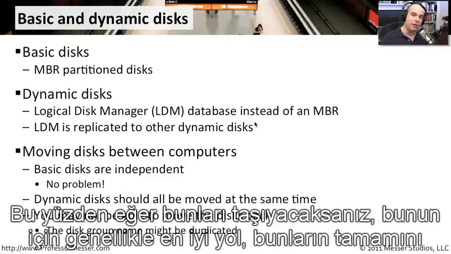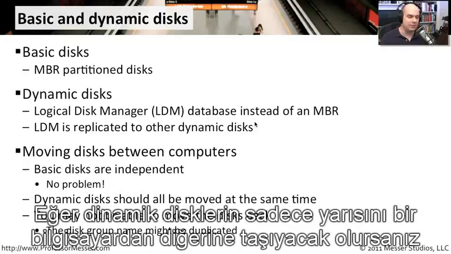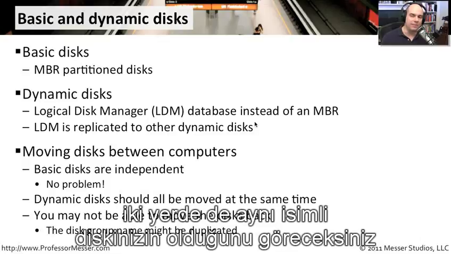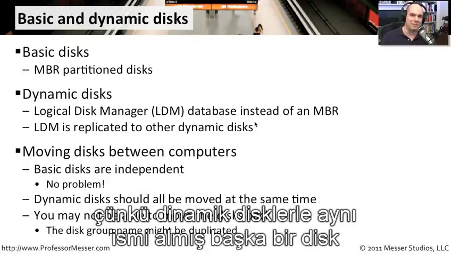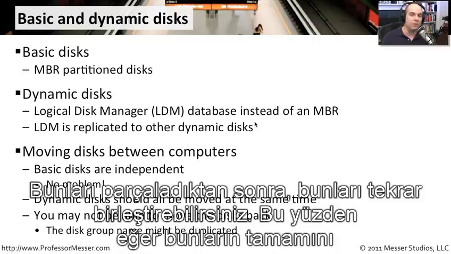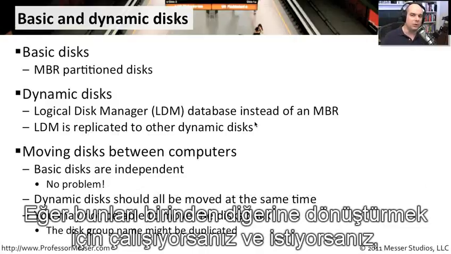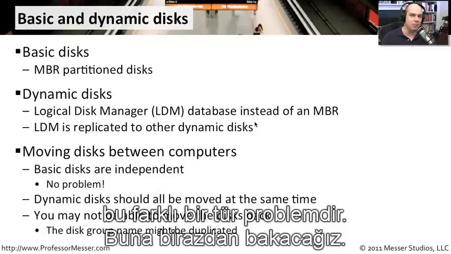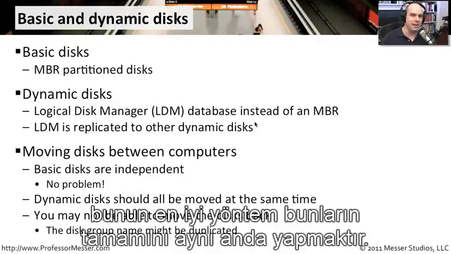So if you're moving them, it's best if you move all of them at exactly the same time from one computer to the other. If you only move half of the dynamic disks from one computer to another, you'll find that you'll have the same name of the disk in both places. And if you try to move those disks back, it won't let you because you're essentially taking the same grouping of names of dynamic disks and trying to put them on the same computer again. Once you split them, you can't join them again. So if you move them all at the same time, you'll be in much better shape there. And if you're wanting to convert from one to another, that's a different kind of problem. We'll look at that in just a moment. But just remember that if you're going to move dynamic disks, you're best doing them all at the same time.